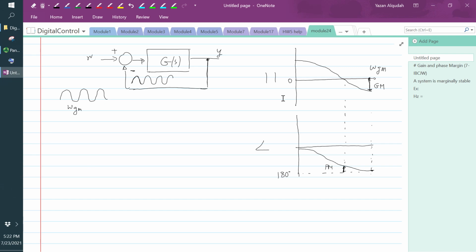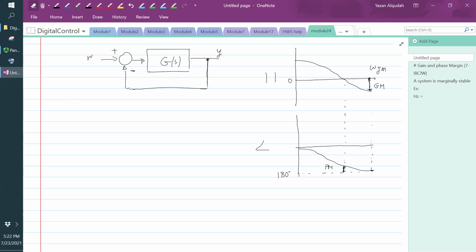So therefore, we're going to review what the gain margin and phase margin mean, and we're going to do an example to help you fully understand what they mean and how they help us determine the stability of a system. So let's say here we have a system G of S, and we have a unity feedback. We have the output that is fed back to the input, and we took G of S.